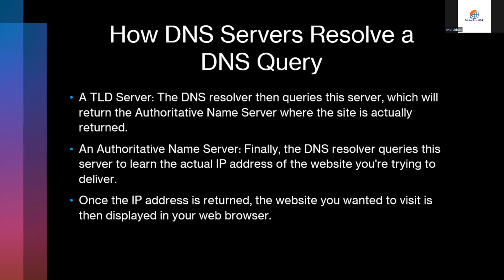And there is a TLD server. The DNS resolver then queries this server, which will return the authoritative name server where the site is actually hosted. And the authoritative name server is finally the one the DNS resolver queries to learn the actual IP address of the website you are trying to reach. Once the IP address is returned, the website you wanted to visit is then displayed on your browser. So this is how DNS servers are queried whenever you send a request and try to find that name, and then it shows you on your browser.